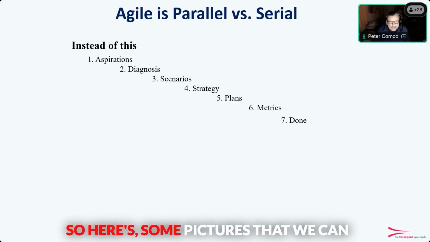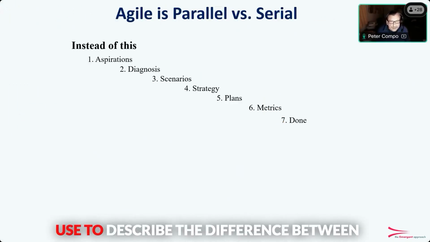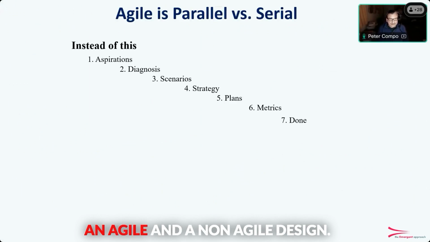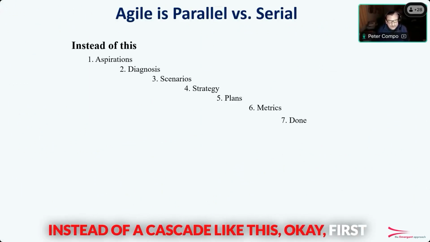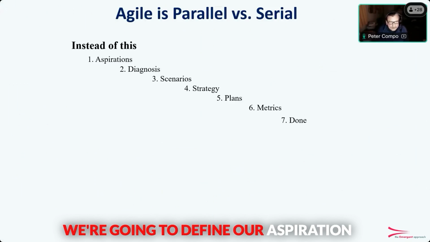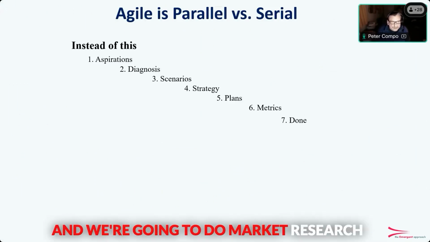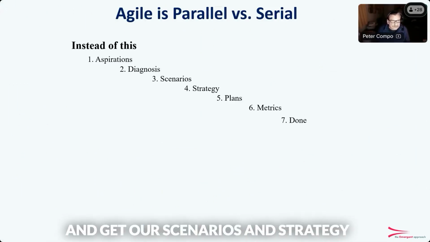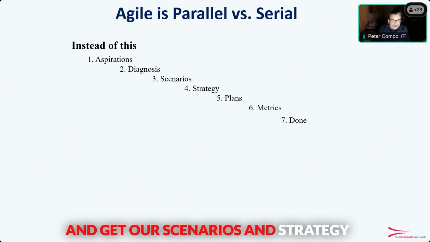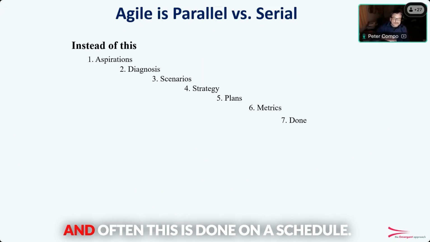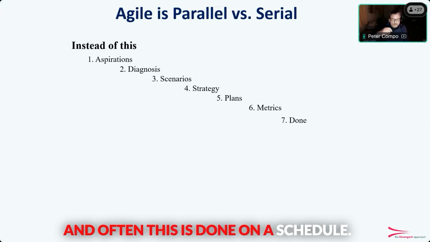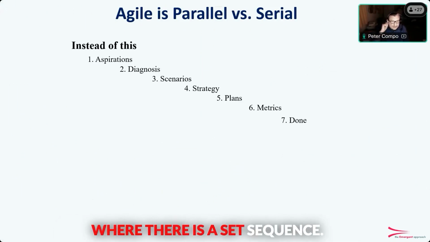So here are some pictures that we can use to describe the difference between an Agile and a non-Agile design. Instead of a cascade like this, where first we define our aspiration, and we do market research and diagnose and all that stuff and get our scenarios and strategy plans, metrics, and then we'll be done. And we go in order, and often this is done on a schedule where there is a set sequence.